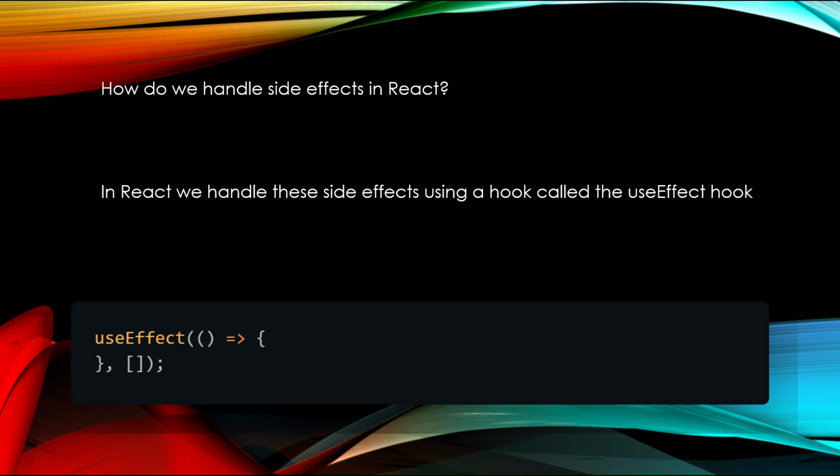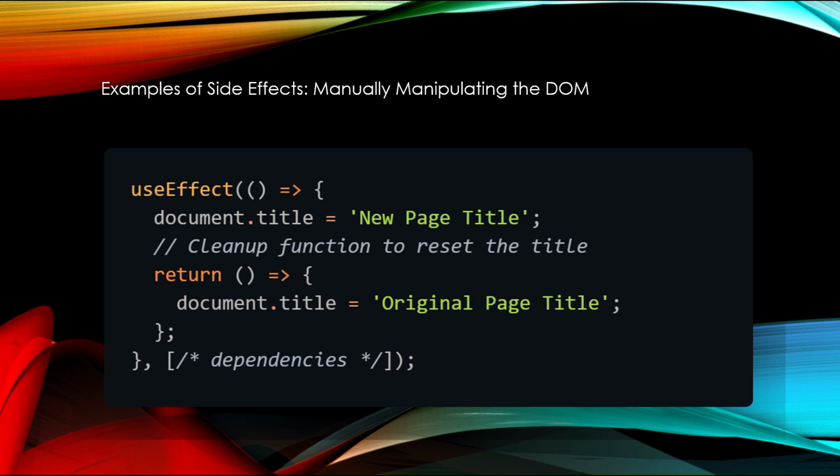You pass in two arguments. The first argument is the callback function. The second argument is the dependency array. You could choose to also omit this dependency array as well. So let's look at some examples of side effects. The first one we're going to look at is manipulating the DOM.